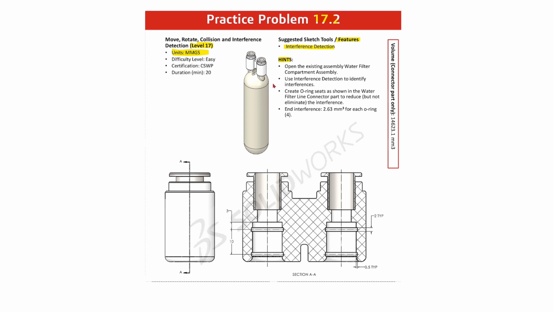According to the hints, we'll need to identify and evaluate interference, create proper O-ring seating conditions, verify that the interference volume equals 2.63 cubic millimeters, and confirm the total volume is 14,623.1 cubic millimeters.